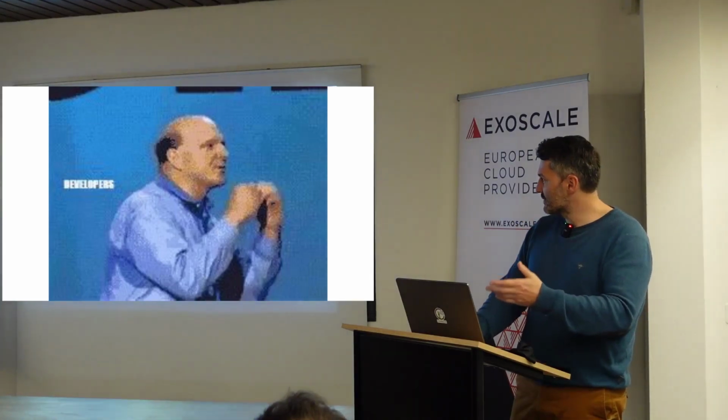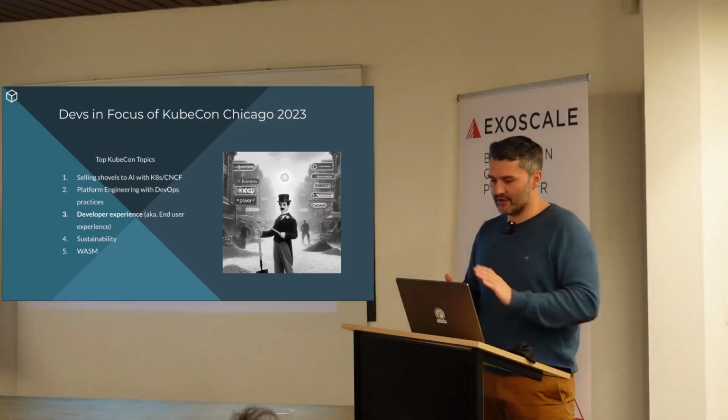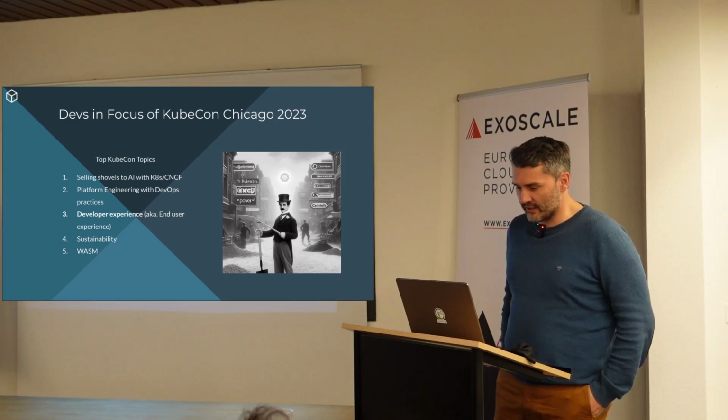And it's important because I was last week at the KubeCon, and there have been like 5 topics that I found been discussed all over the place. So first thing was AI, right? So it's basically really like the time now to sell shovels to AI, right? So it's like really a gold rush there. And so of course Kubernetes and CNCF are on the train again.